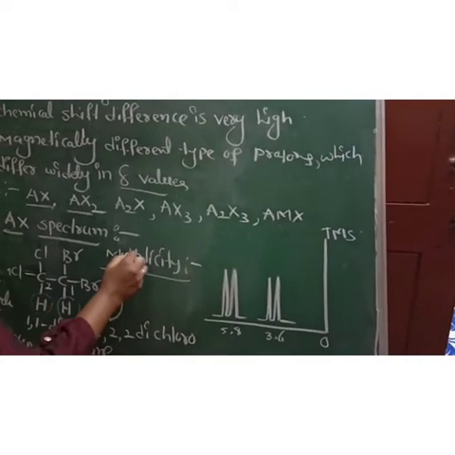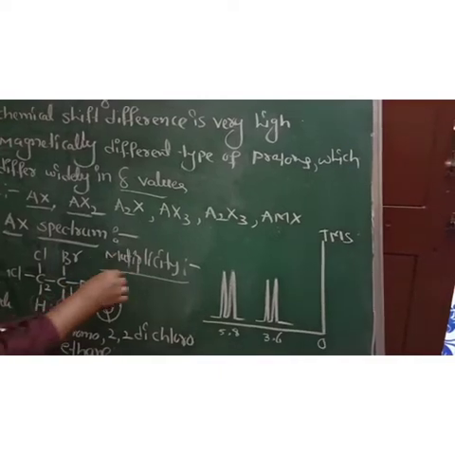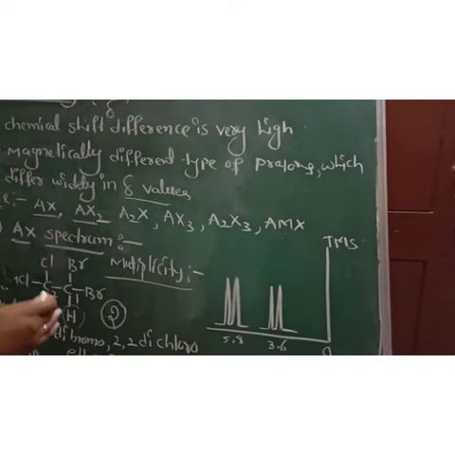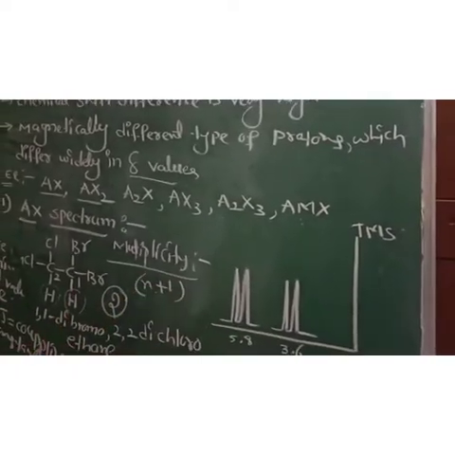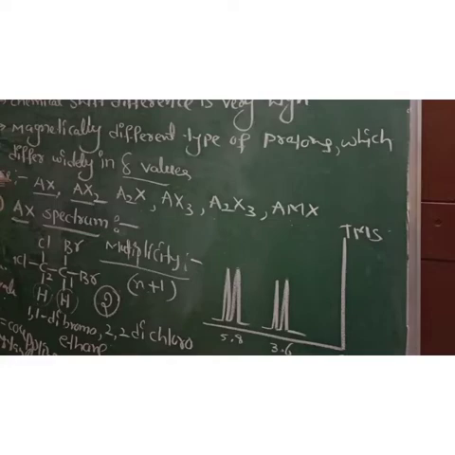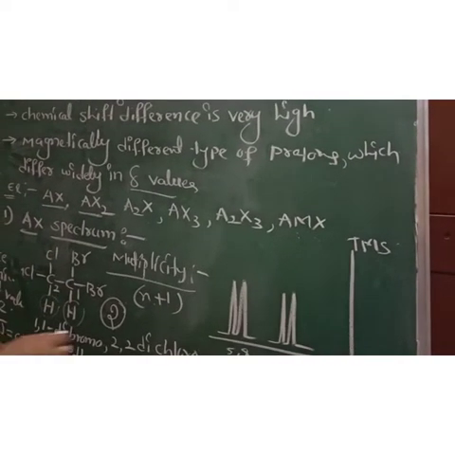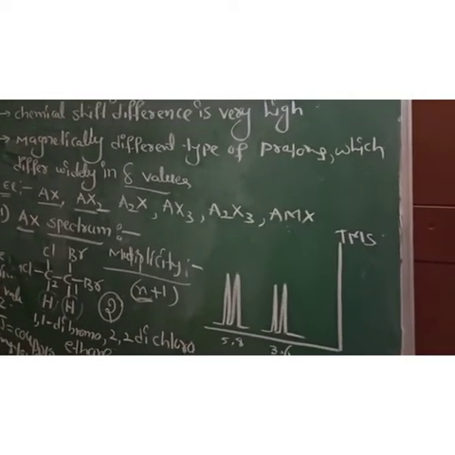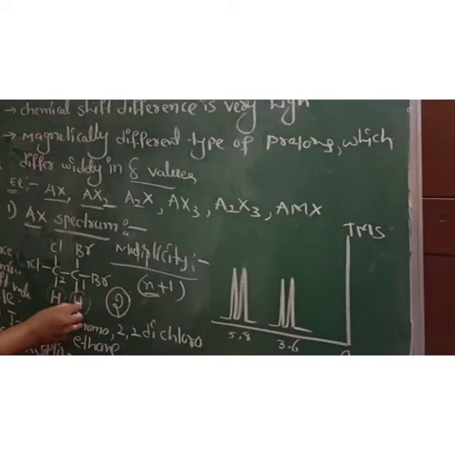So, multiplicity and splitting of signals. Multiplicity or splitting of signals means what? Signals split into various types of peaks according to the n plus 1 rule. I already told you that first order spectra obey the n plus 1 rule, right? Here n is equal to the number of neighboring protons. So if we apply this n plus 1 rule, how many types of protons are there? Two types of protons are present.